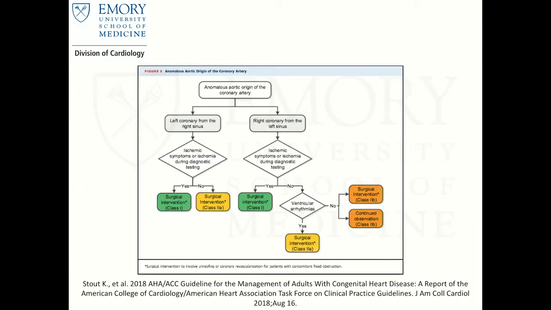This is also published in the guidelines, and this goes through the guidelines that we just looked at in flow chart form. As you can see, if you have an anomalous aortic origin of a coronary artery and you have left from the right, if you have any symptoms or ischemia during diagnostic testing, you get a class 1 recommendation for surgery. And if you do not, it's still a class 2A. If you have a right coronary from the left sinus and you have symptoms, again, it's class 1. If you don't, if you have ever had ventricular arrhythmias, then you get a 2A. And if you did not, then you get a 2B, where it's reasonable to consider either continued observation versus surgery.